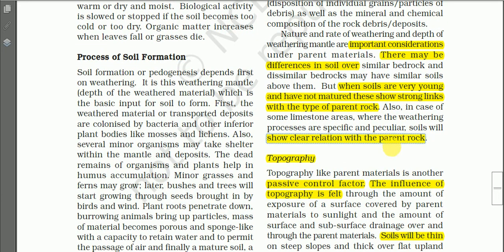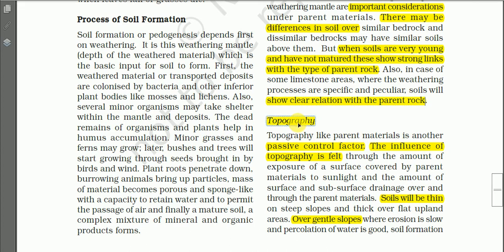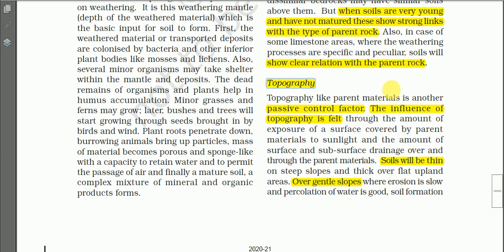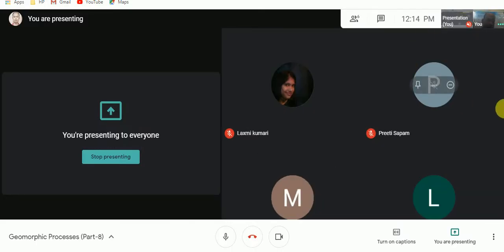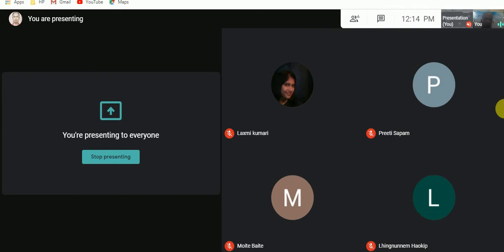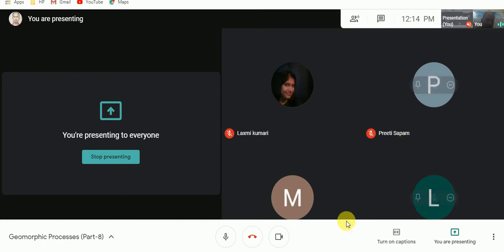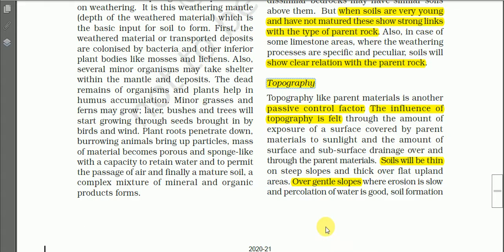Next we have topography. Any question regarding parent material as a soil forming factor? You must know that if the parent materials are young, if the soils are not matured, if the soils are young, then there is a very close relationship between the parent material and the nature of the soil.